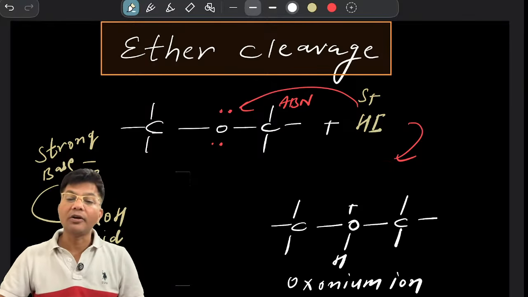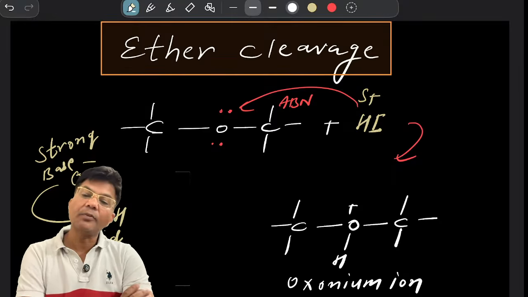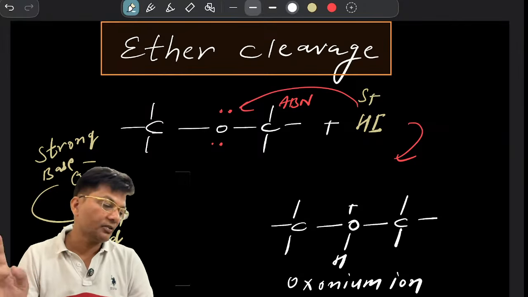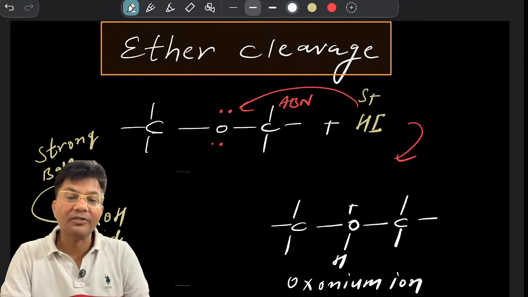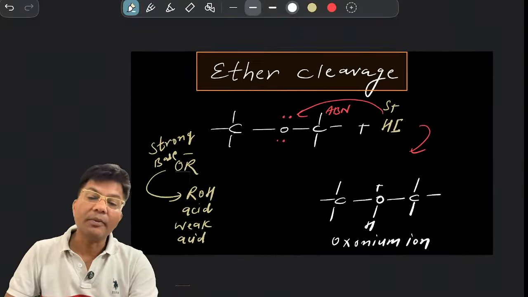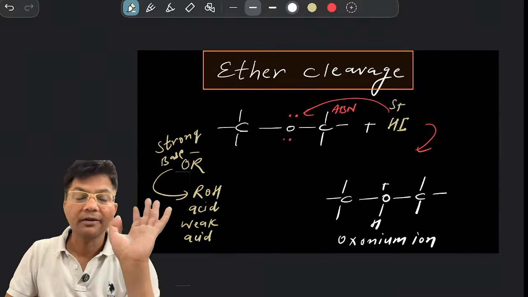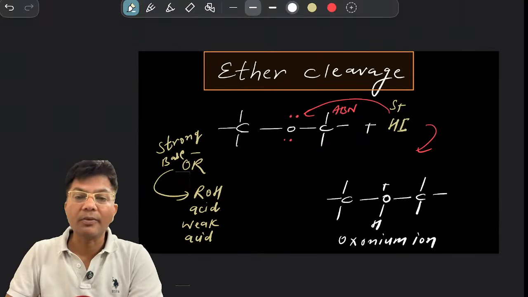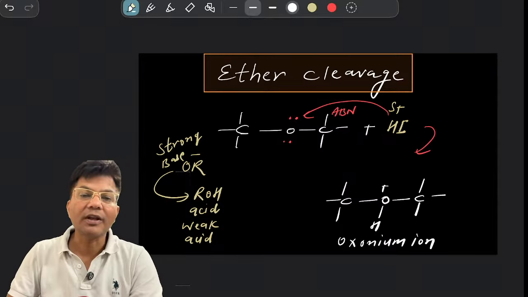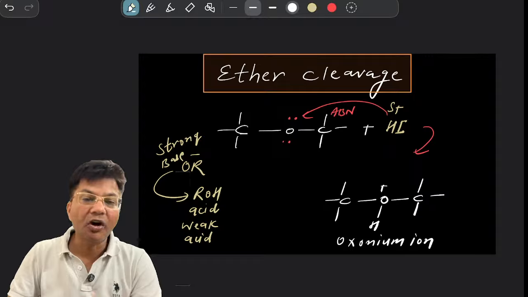Now, the million dollar question arises: will a carbocation get formed or not? If the carbocation is getting formed, we will say SN1. If not getting formed, then SN2. That's it. Now, it's not that easy to decide whether the carbocation will get formed or not. For that, I have shared one lecture, that is stability of carbocation. Those who have gone through that lecture can easily solve all the questions.